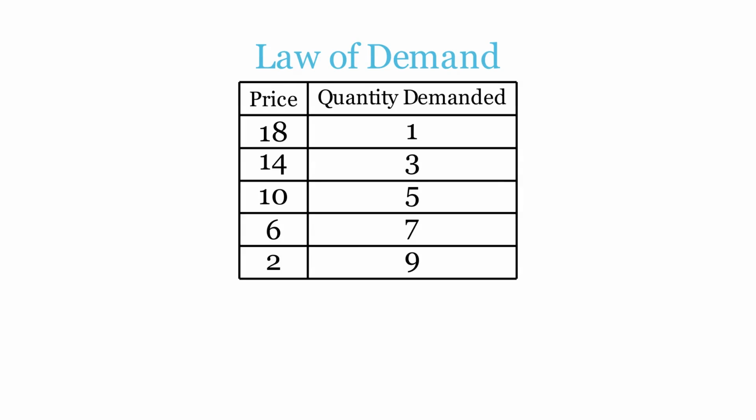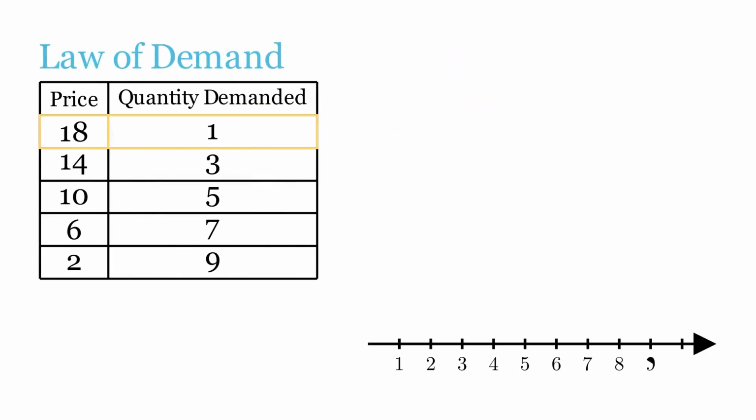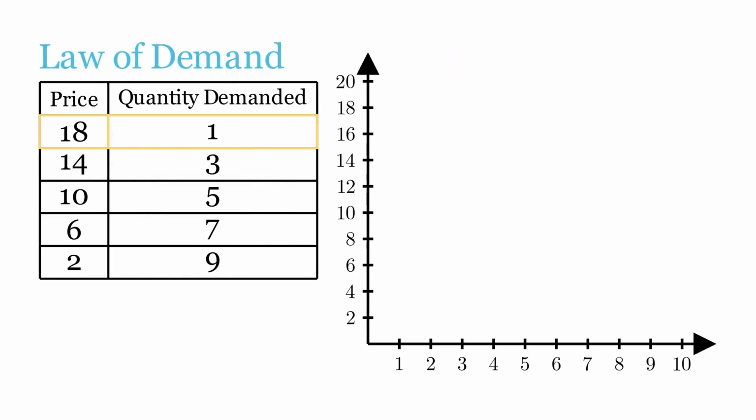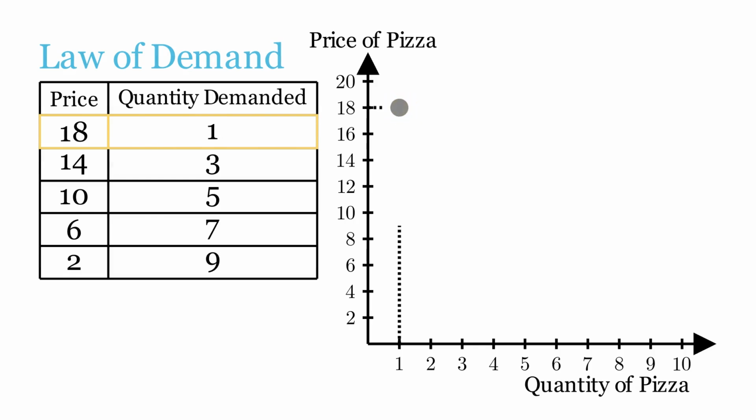Suppose we are dealing with pizza. The first column of our table represents the price of pizza, while the second column represents the quantity demanded of pizza. When the price is 18, the quantity demanded is 1. Now let us plot this point on the graph. In this graph, the y-axis represents the price of pizza and the x-axis represents the quantity of pizza. Let us plot our first price and first quantity demanded on the graph. This point shows that at a price of 18, the quantity demanded is 1.